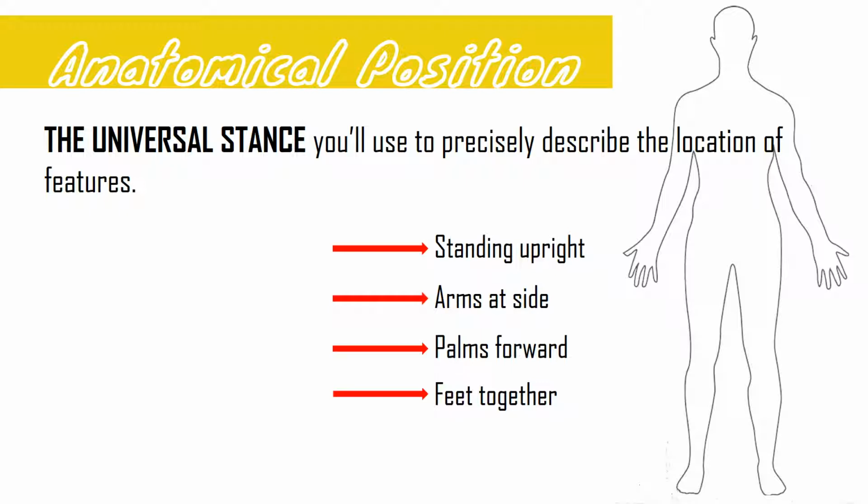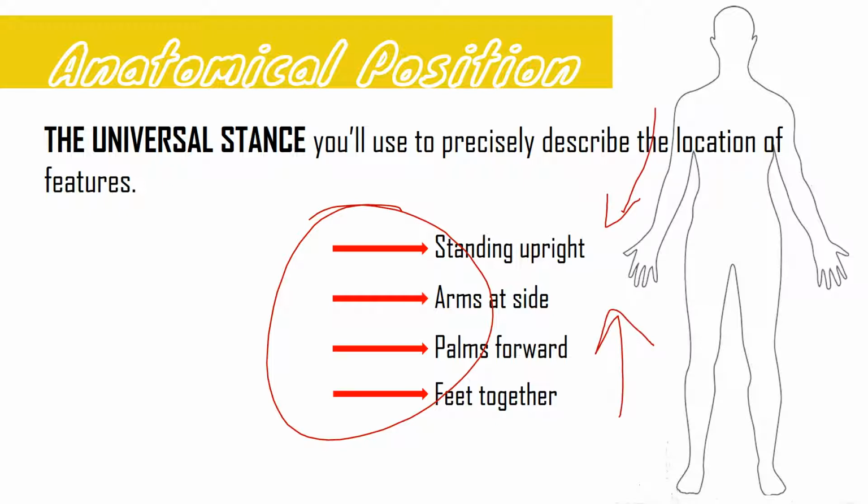So what is the anatomical position? It's basically this, where the patient is standing upright, arms at the side, palms forward, and their feet together. You'll always be referring to this when describing where something is on the body.